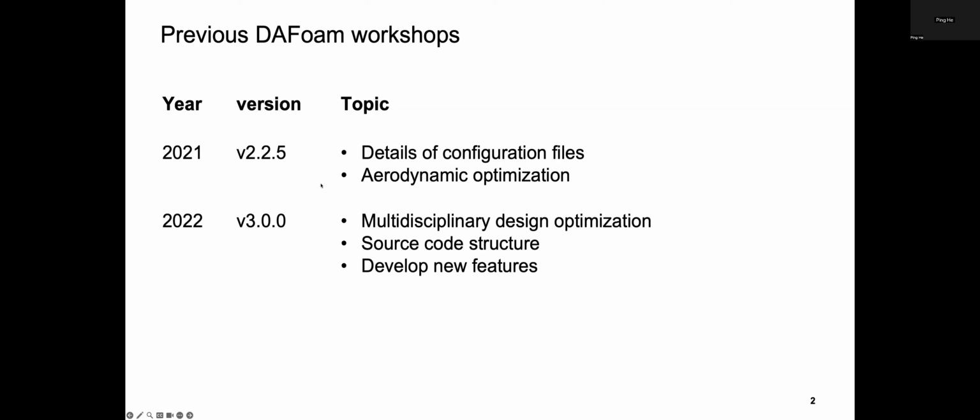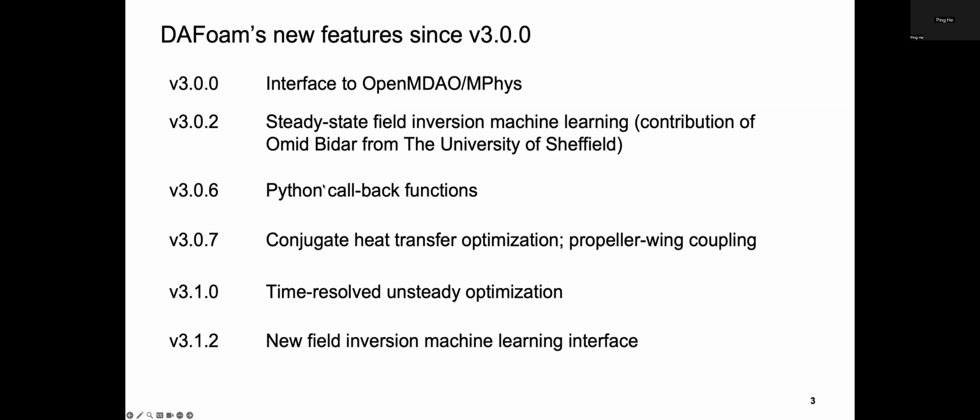And today we will talk about something different. First, I will very briefly talk about the new features since the last workshop. The last workshop was version 3.0.0, and this is the first time we developed the interface to OpenMDAO and MPhys that enables, for example, aero-structural optimization. After that, we developed a steady-state field inversion machine learning capability, which is mostly a contribution from Omid Bidar from the University of Sheffield. And then we also created some Python callback functions such that you can call a Python function from the C++ layer, and some other features.